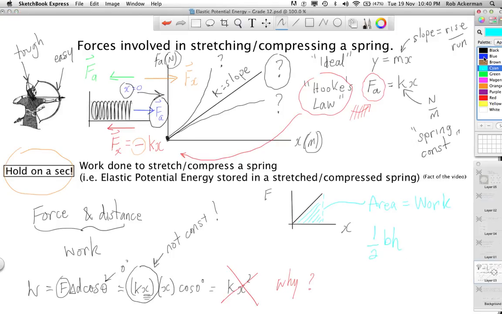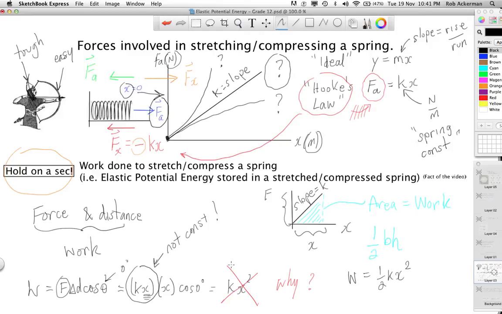Now here's one more hint. The slope is equal to k, so I'll tell you what. Here's the base, which is clearly x, but what is the height? And then once you figure that out in relation to the slope, I bet you'll be able to derive the formula for the work done when you actually stretch a spring. It is a half kx squared.